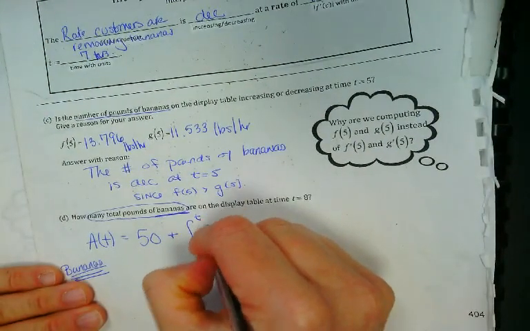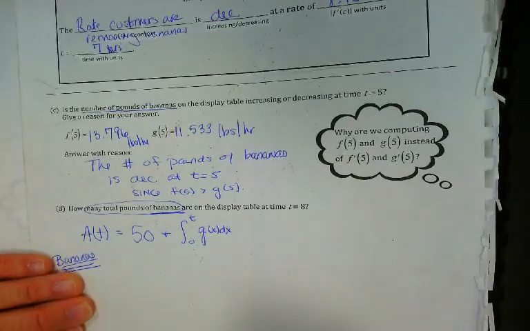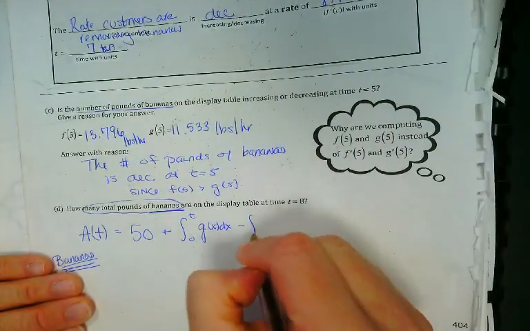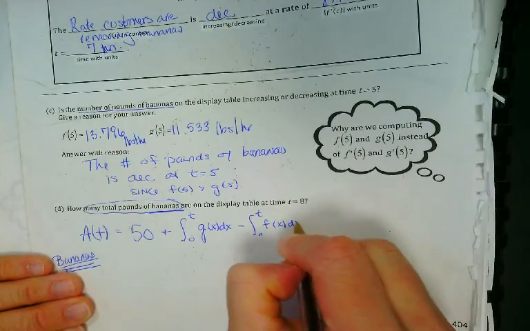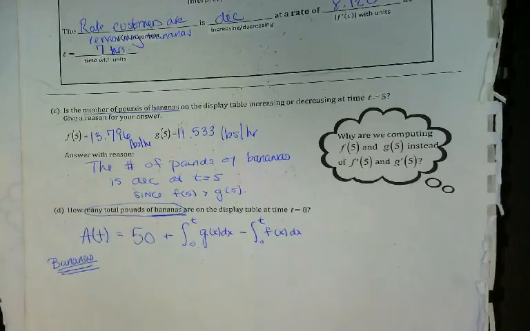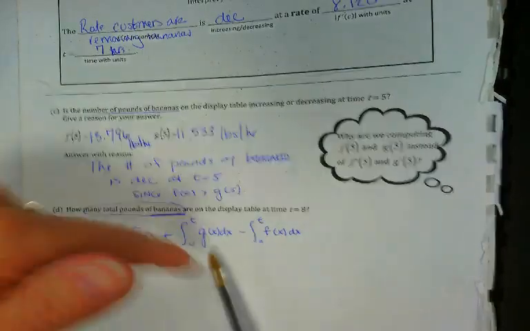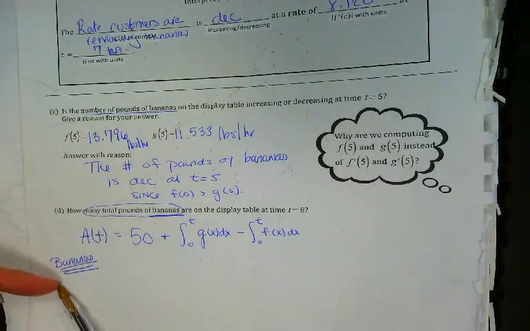And again, we just have to call this something else. I'm going to call it g of x instead of g of t. And then I want to take out the ones that are being removed, from 0 to t of f of x dx. Are we clear why we're integrating? This is pounds per hour. I want pounds of bananas.